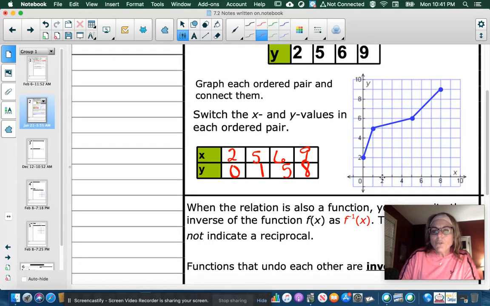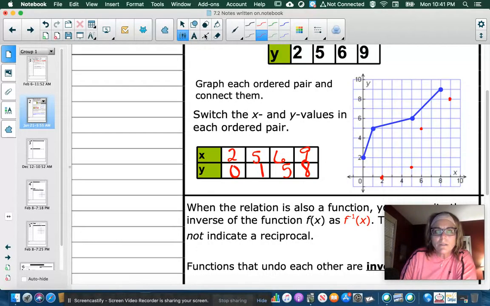So over 2 up 0, over 5 up 1, over 6 up 5, over 9 up 8. Up 8 is about right there. And we're going to connect the dots.